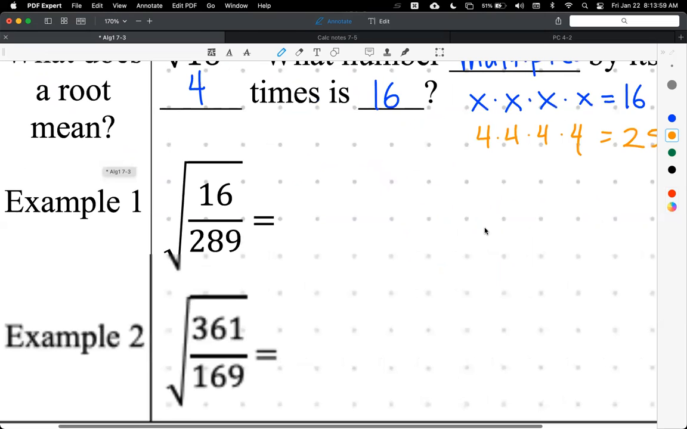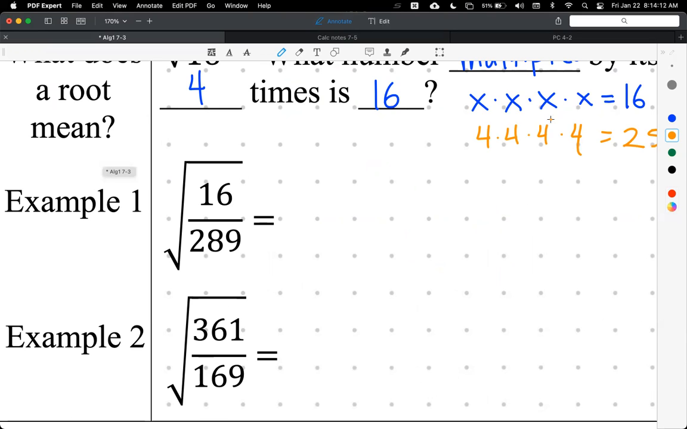All right, let's try an example. Okay, there's a fraction, and that immediately is scary because fractions are typically harder than not fractions. But you can use your properties of exponents. Properties of exponents state that this is really equal to the square root of 16 divided by the square root of 289. I'm allowed to kind of break the problem apart and apply the square root individually to the numerator and the denominator.